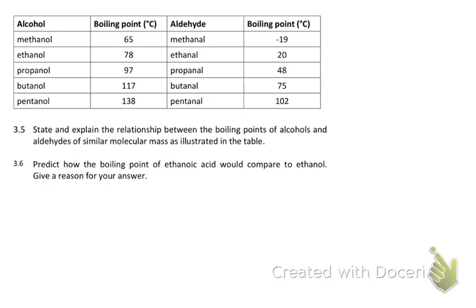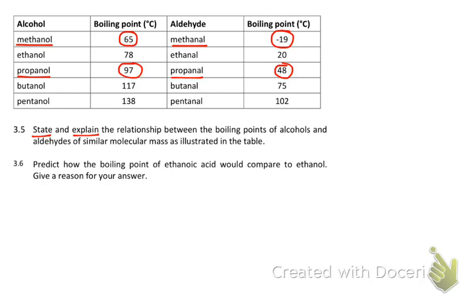3.5, notice in this question it asks you to state and explain the relationship between boiling points of alcohols and aldehydes of similar molecular mass. So if we look at methanol and methanal, notice that methanol's boiling point, the alcohol, is 65, whereas methanal, the aldehyde, is much lower at minus 19. If we choose two others, propanol is at 97, and propanal is at 48. So in each case, the aldehyde has a lower boiling point than the alcohol.